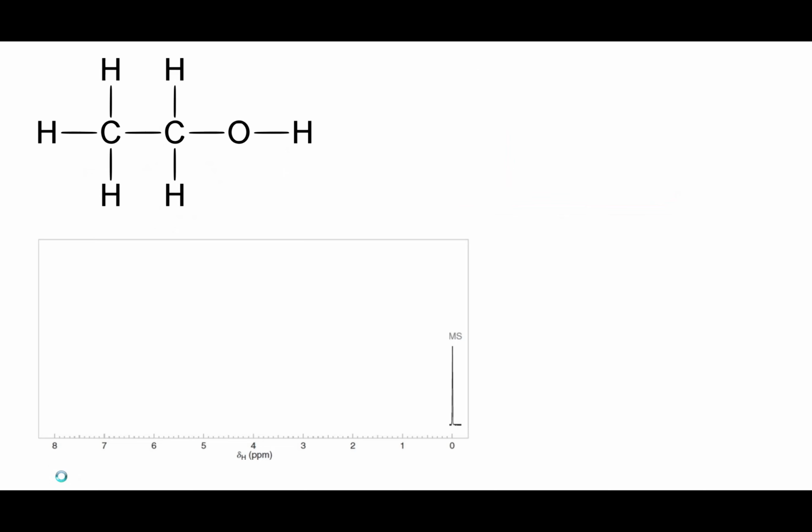So we should be able to see here that if we're looking for the number of different environments, this time we're looking at 3. There's this environment here, this environment here, and this environment here. So I should expect to see 3 peaks in this. Furthermore, there's 3 hydrogens in this environment, 2 in that environment, and 1 in this environment. So the integration, the area under the peaks, should show that.